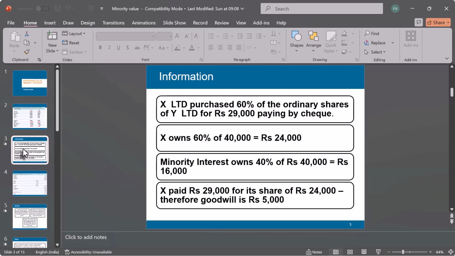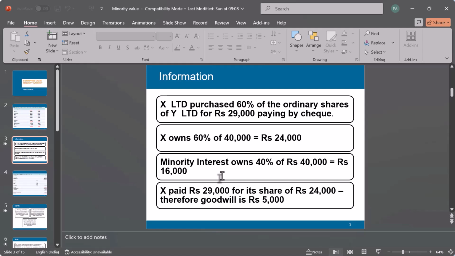Now, what is the minority interest? 40% is the minority interest, 60% is the interest owned by X. So 40% of 40,000 will be 16,000, which we can call non-controlling interest or minority interest. It's the same thing. Earlier it used to be called minority interest, but now as per the accounting standard we call it non-controlling interest. Now X has paid 29,000 for acquiring 24,000 worth of shares. So they have paid some goodwill, 5,000.